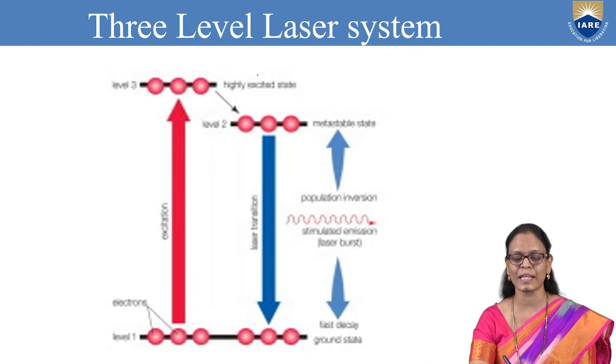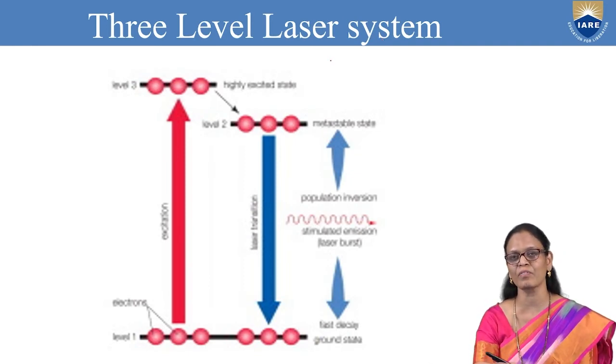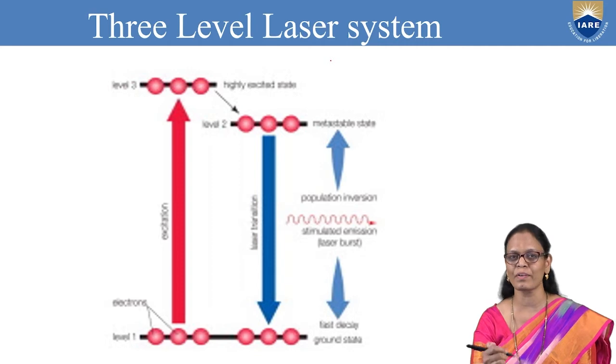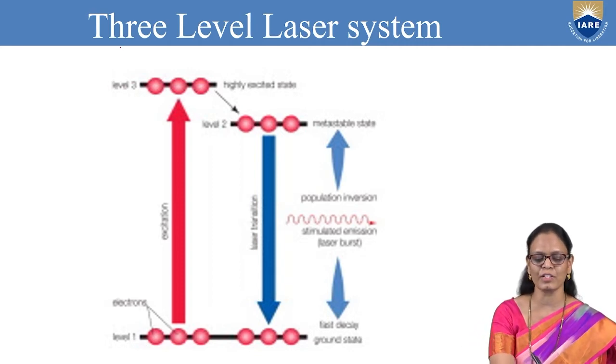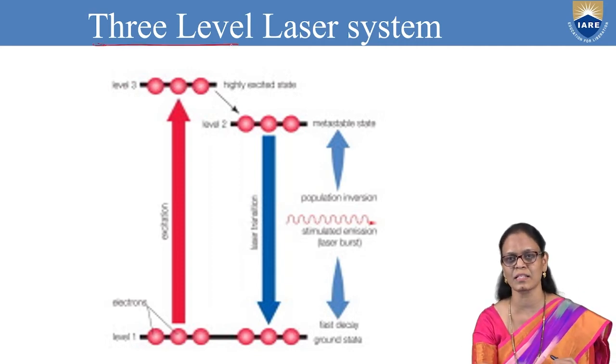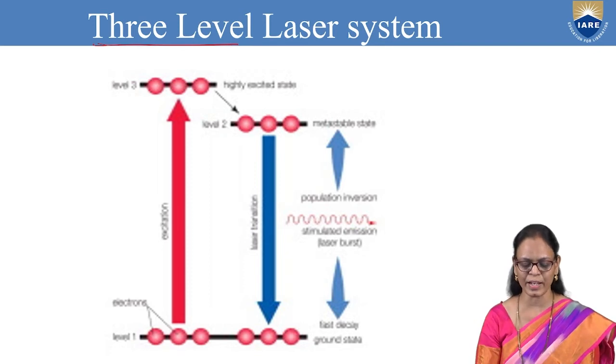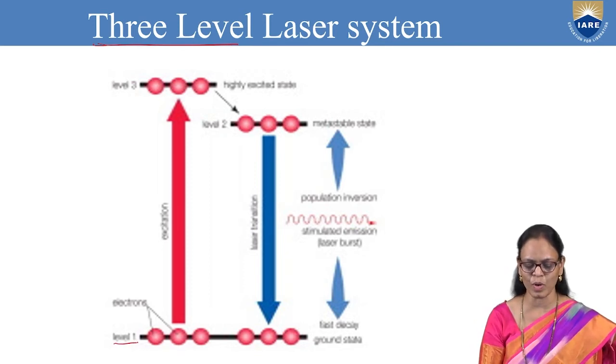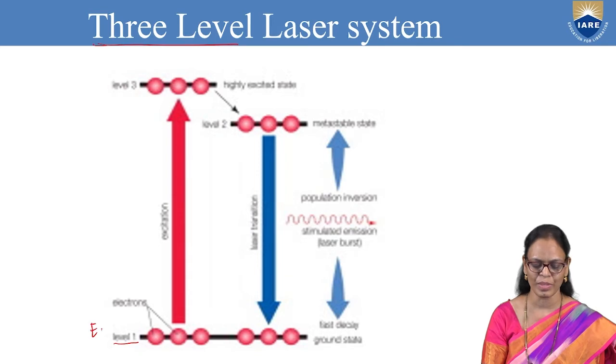Now we are going to see the 3-level laser system. Till now we were discussing only 2 levels. So what is the advantage of this 3-level laser system we are going to see? In 3 levels, the first one, level 1 here, is E1, which we call the ground state.